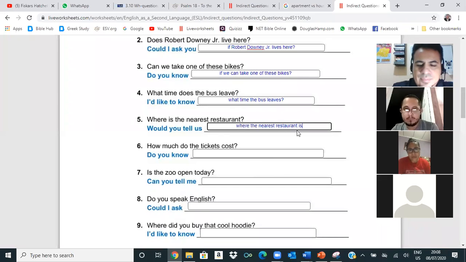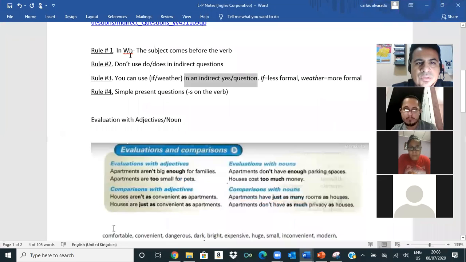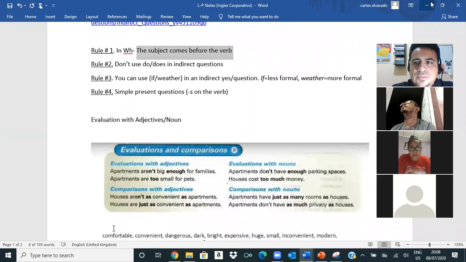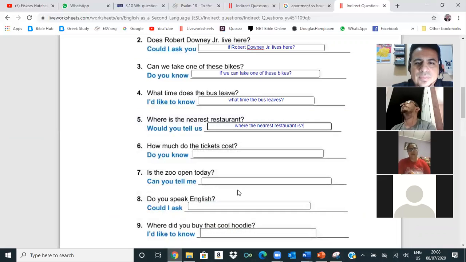Sí. Verbo to be in the end. Ajá, regla número uno. In WH questions, the subject comes before the verb. ¿El verb qué? El verb to be. So, ¿estoy siguiendo esa regla yo aquí? Yeah. Because aquí está el verb to be. Y ¿dónde está el subject? Restaurant. Okay.